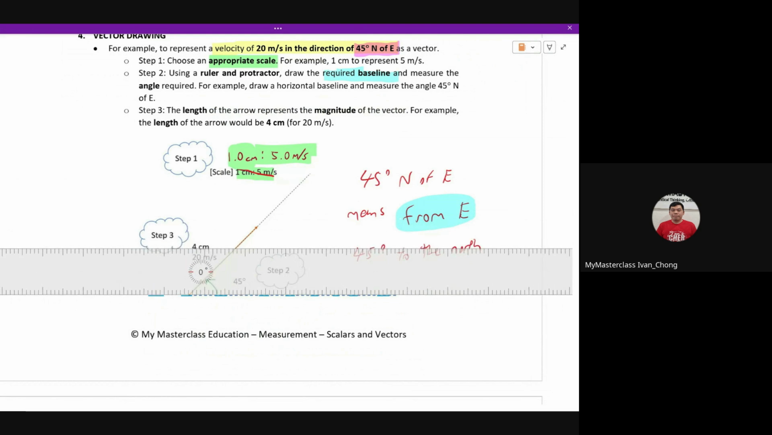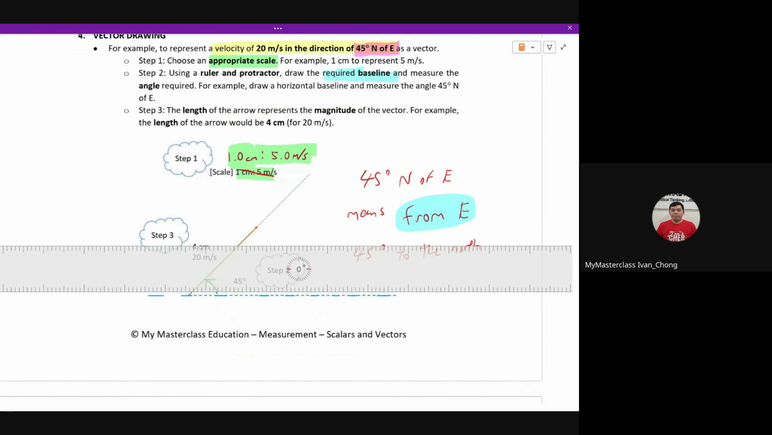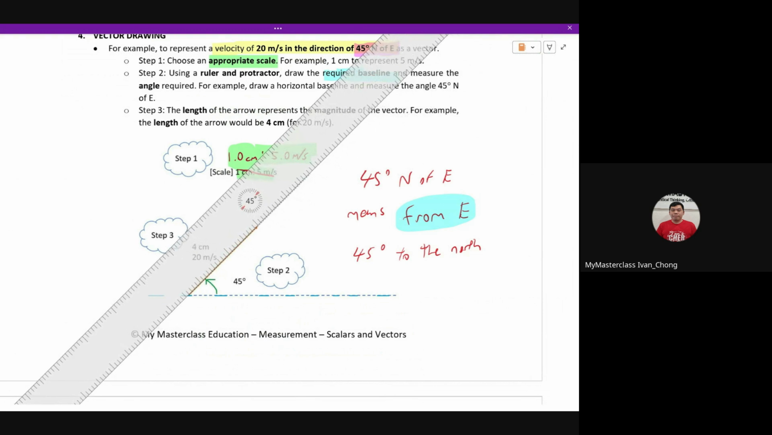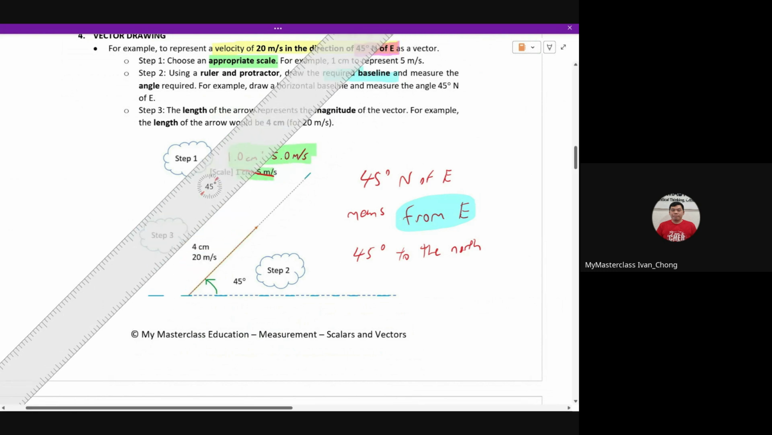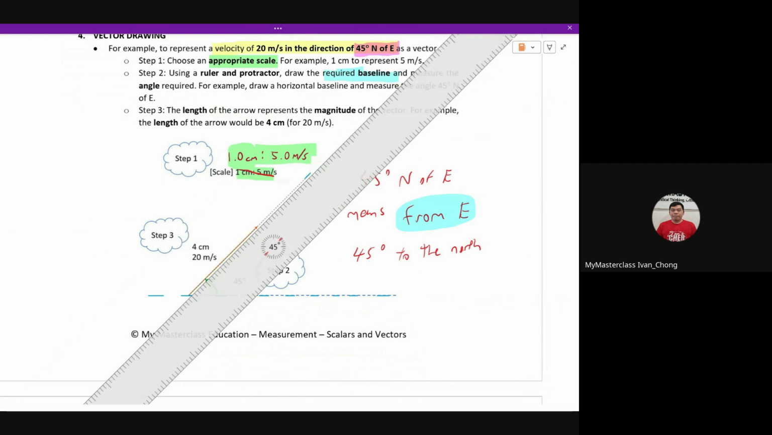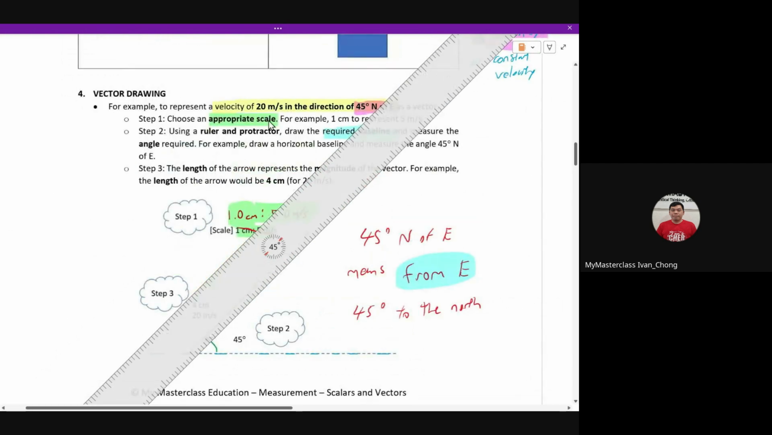So from your east, which is your horizontal, you want to take a protractor and measure 45 degrees. Normally we have to mark it somewhere, right? Something like this.